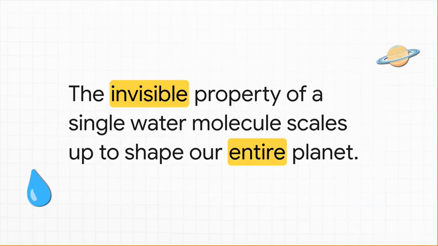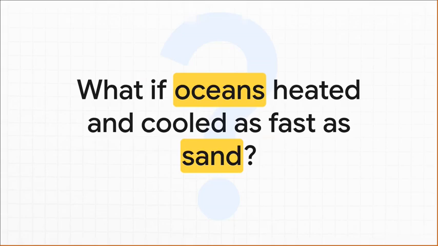So, this is the big takeaway. This is where our journey ends. We started with the invisible jitters of single molecules, and we ended up seeing how that one simple property, specific heat, when applied across our vast oceans, is powerful enough to define our global climate and make all of life possible. So I'll leave you with this final thought.